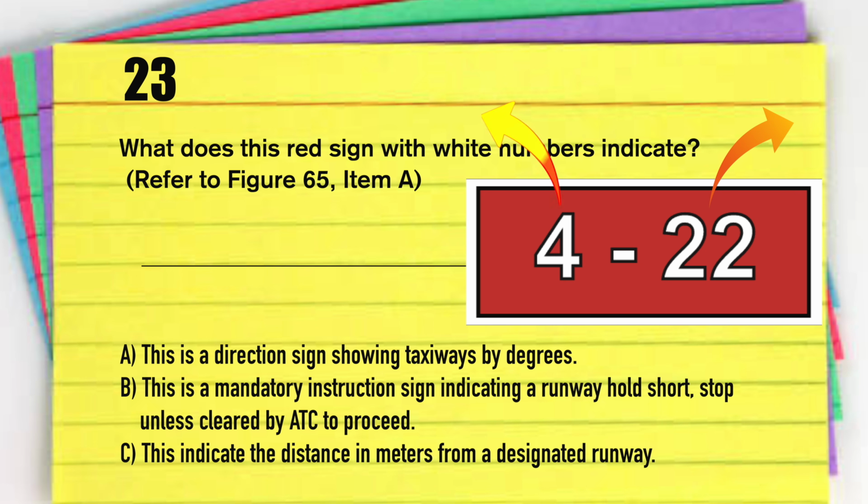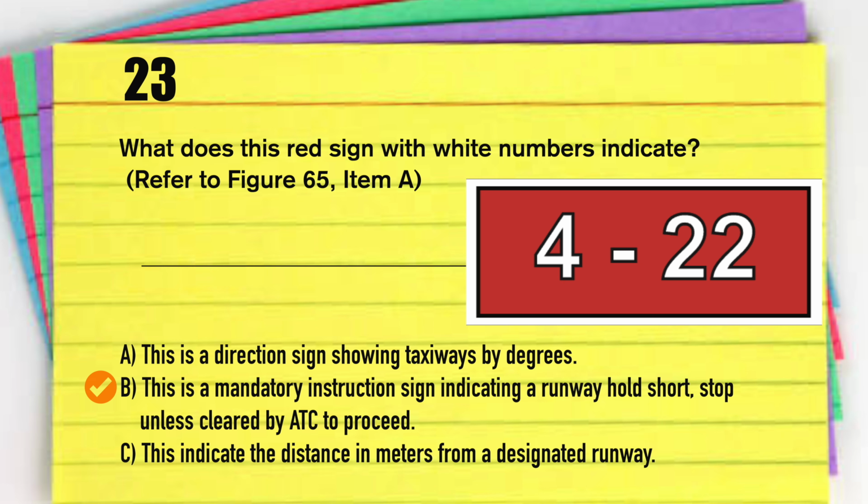And now that you have all the information, let's tie all of this together. This is a mandatory instruction sign. It's telling you, hold short, stop, don't go anywhere until you get clearance from ATC. And runway 4 is to the left, runway 22 is to the right. And don't forget that all runway numbers are magnetic headings by degrees.